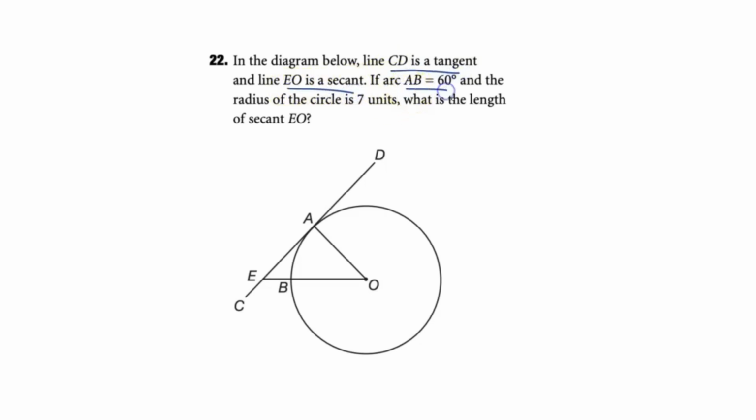The diagram below, line CD is a tangent and line EO is a secant. If arc AB is 60 degrees and the radius of the circle is 7 units, what is the length of secant EO? Pause the video, try the problem on your own.